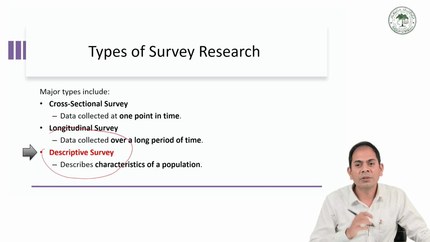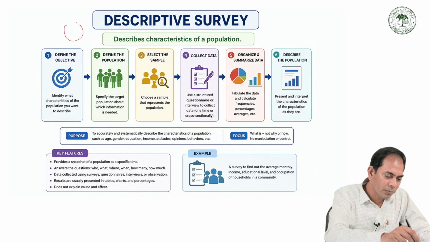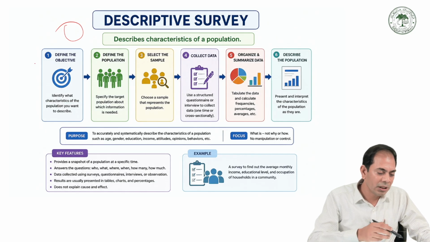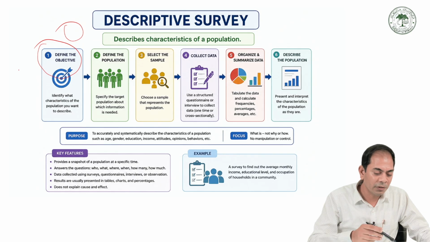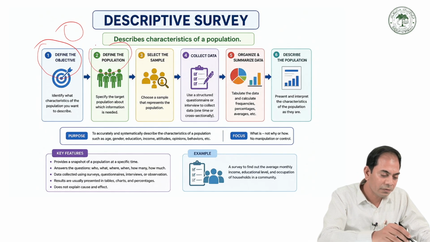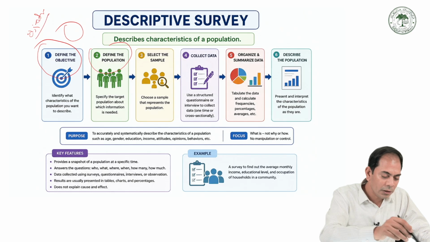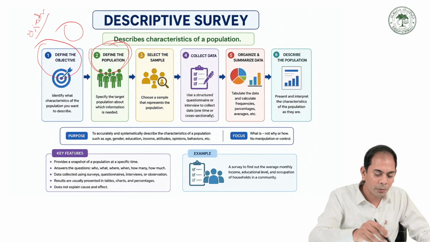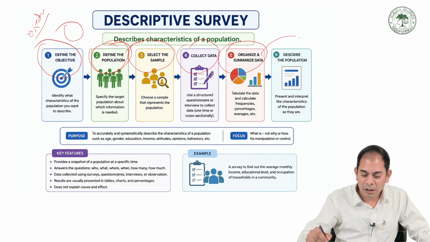The next important type of survey research is the descriptive survey. A descriptive survey is a type of survey research that describes the characteristics, condition, attitude, behavior and opinion of people. As the flow chart shows, first we define the objective. After defining the objective, we define the population, then select the sample, collect data, and organize or summarize the data. Then we go on to describe the population.